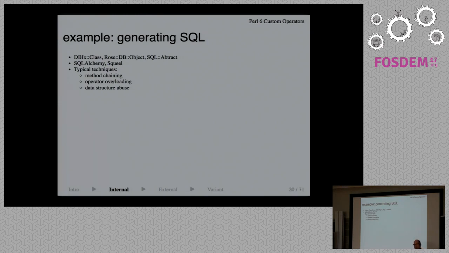So some of the techniques that you might see in various DSLs, in various ORMs, or ways of generating SQL: you'll see method chaining, where you keep calling join or something like this, and at the end of the day, you get your SQL. You'll see operator overloading sometimes, and more often than not, you see what I'm calling data structure abuse, where all arrays mean OR and hashes mean AND, or you have nested data structures which somehow get turned into SQL.